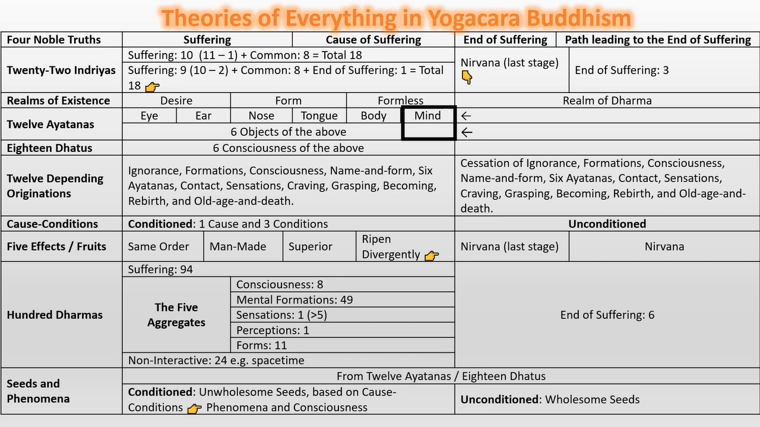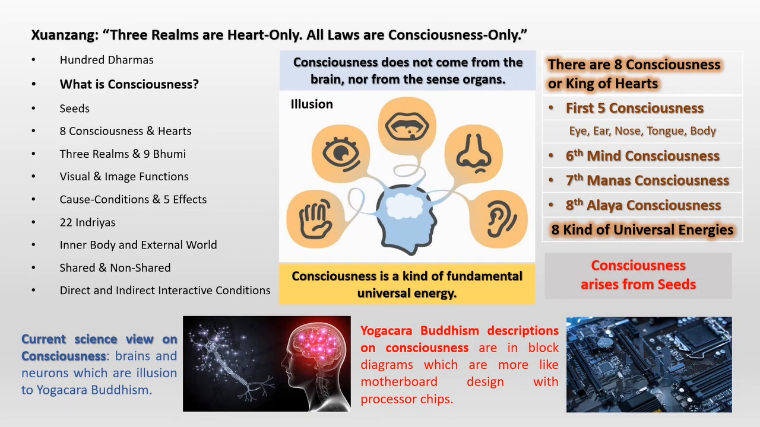Some, like the 5 aggregates, can be both effects and causes. Some focus mainly on causes, like cause conditions. Some, like 12 dependent origination, focus on much longer-term cause-effect relationship. That is why there are so many theories of everything. Now let us dig into Yogacara Buddhism. We shall be covering the concepts listed here in order to understand both Yogacara Buddhism and string theory.